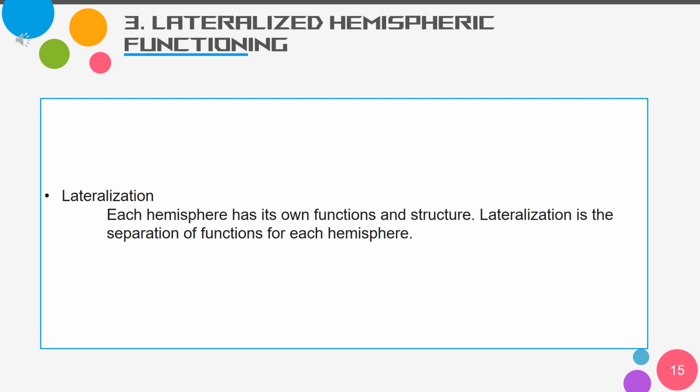Now, we move to subtopic number 3, which is lateralized hemispheric functioning. Each hemisphere has its own functions and structure, and lateralization is the separation of functions for each hemisphere. Some functions occur in one hemisphere, while other functions occur in the other hemisphere. Incoming experiences are directed to the left or right hemisphere depending on the nature of those experiences, be they speech, faces, or sensations of touch.